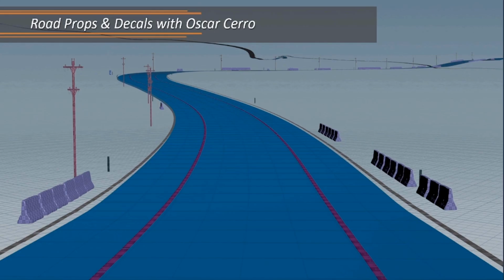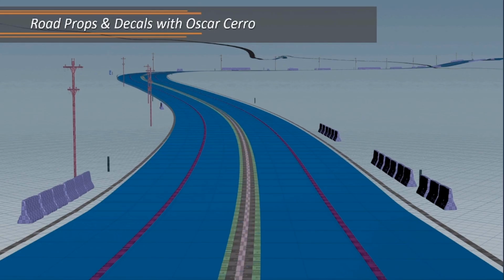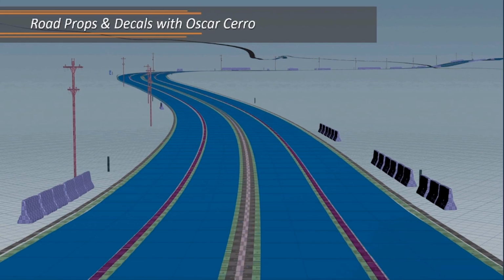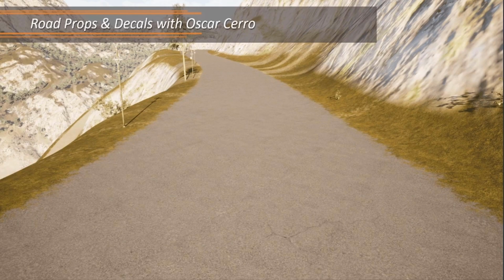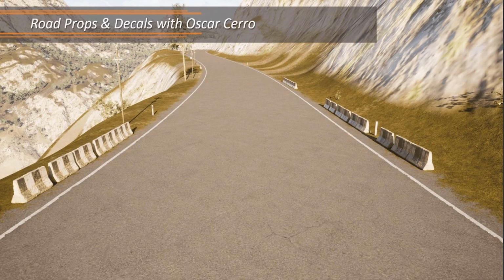And this is a breakdown of how the props are being instantiated one after another, and we start with the physical props, then the road lines, the detailed decals, and then some damaged decals to add more variation into the road. And this marks the end of my section.